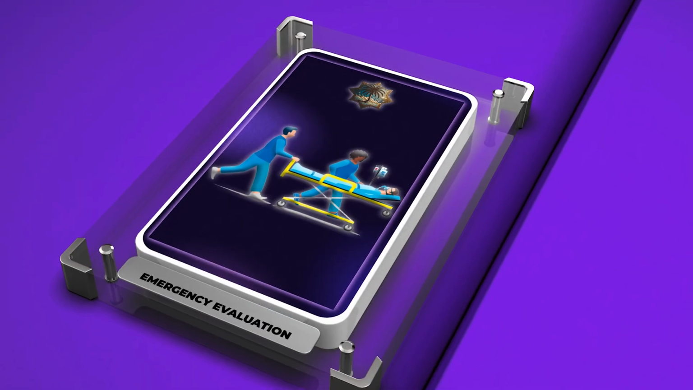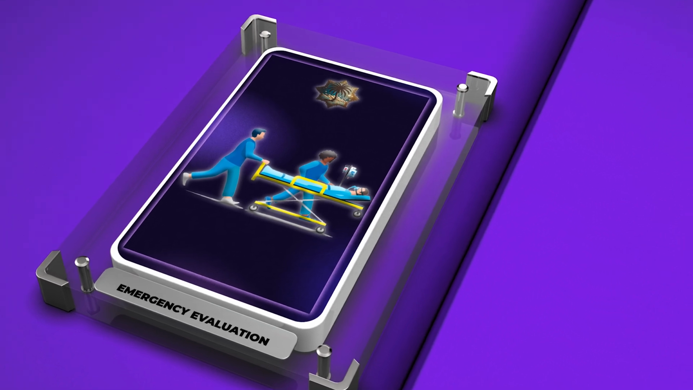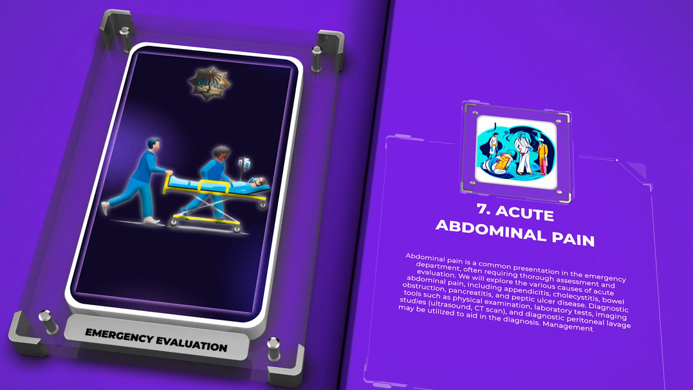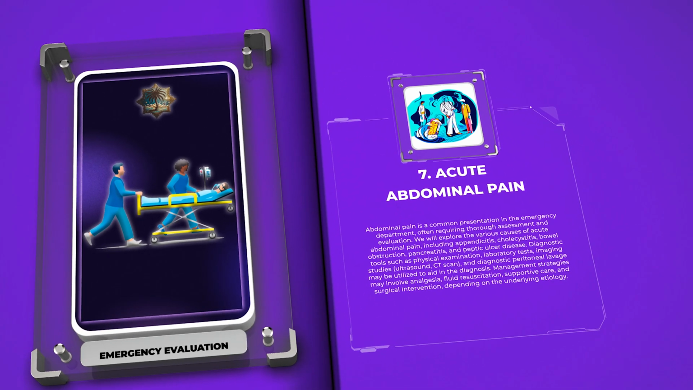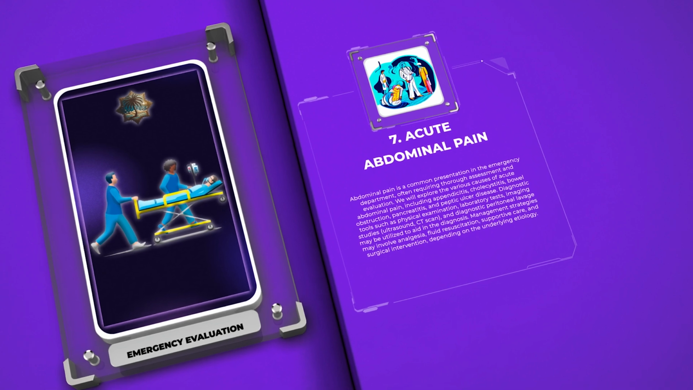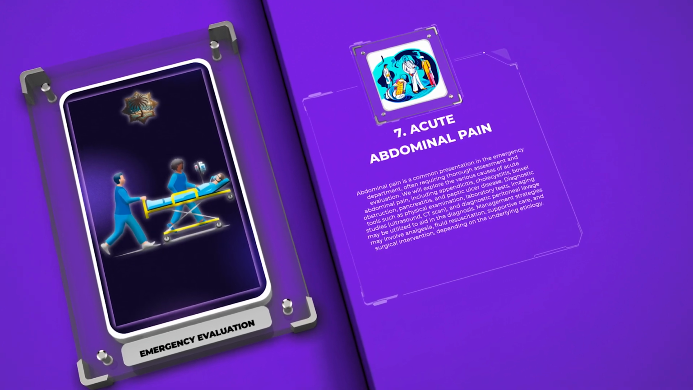Abdominal pain is a common presentation in the emergency department, often requiring thorough assessment and evaluation. We will explore the various causes of acute abdominal pain, including appendicitis, cholecystitis, bowel obstruction, pancreatitis, and peptic ulcer disease.